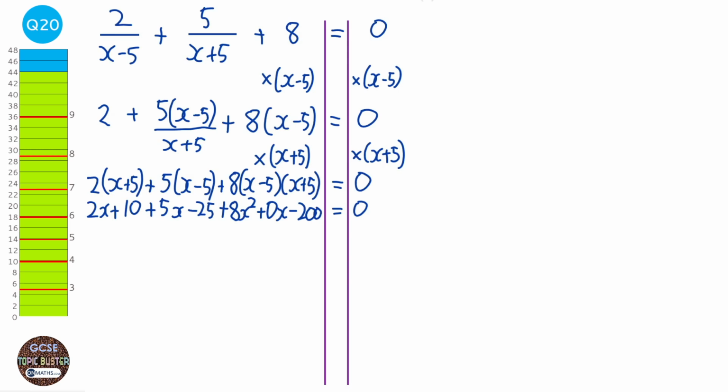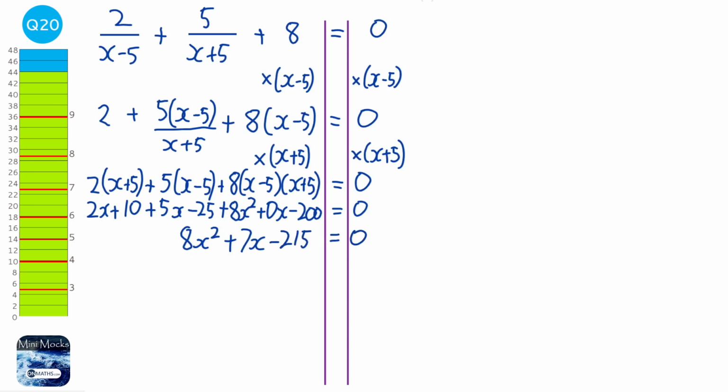Collect the like terms, so we've got 8x squared, and that's the only x squared we've got. We've got the 2x and the 5x and the 0x, so we've got a 7x. And we've got plus 10, minus 25, and a minus 200. So what's that? That's minus 215 equals 0.